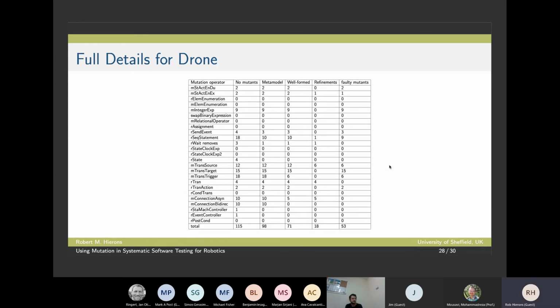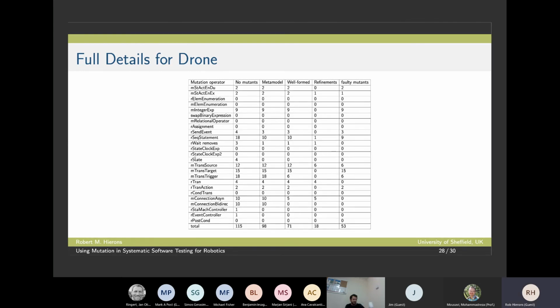If we go to the drone example, our small example, we looked at how many were refinements and how many weren't refinements. So here we see that a number of them produced mutants useful at the level of generating test cases. For example, modify the target transition. In this case, none of the valid mutants were refinements, so all 15 would lead to test cases.